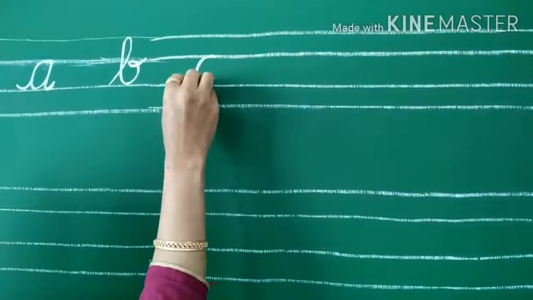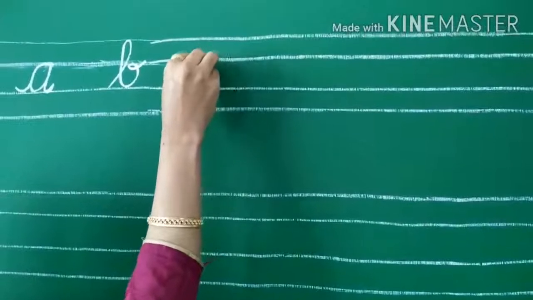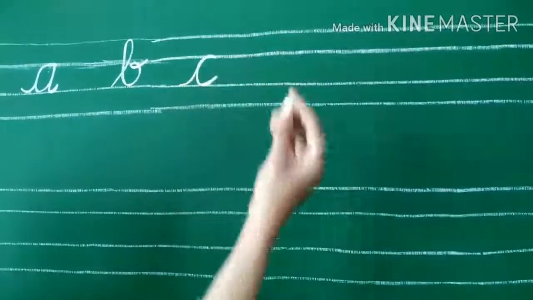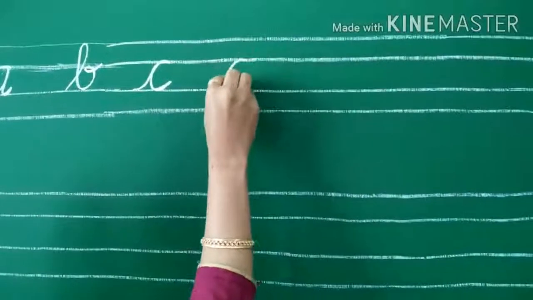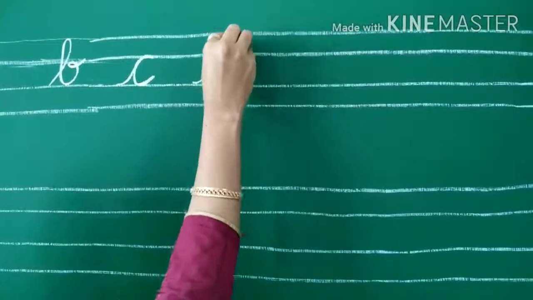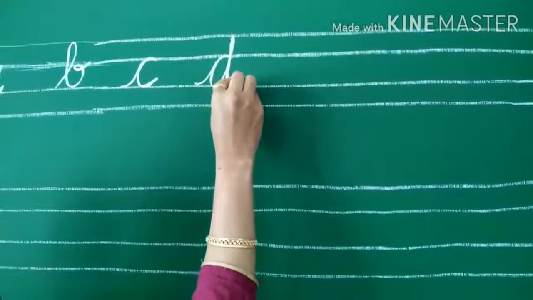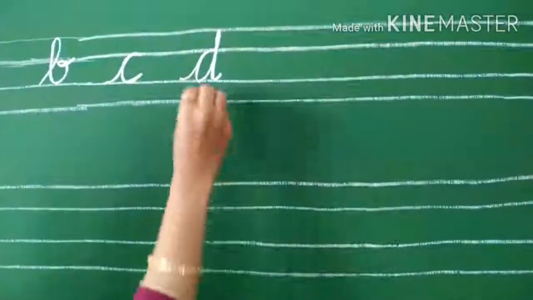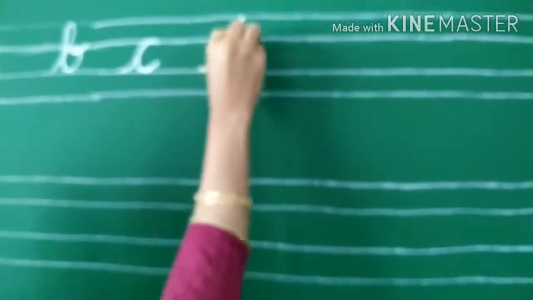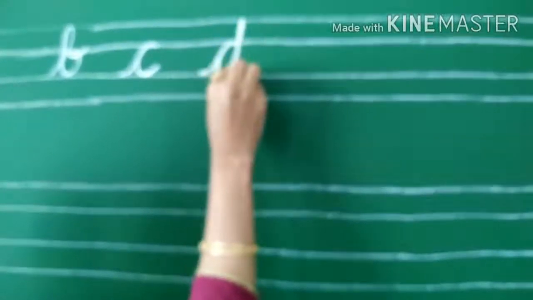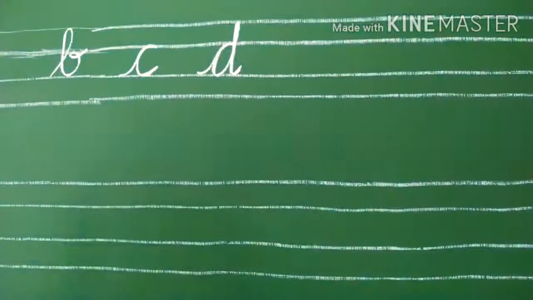Simple. Yes, draw a curve and draw a semicircle. Next, D. Draw a curve and an oval. Put a straight line ends with a small curve. Yes, draw a curve and an oval and draw a straight line ends with a small curve.